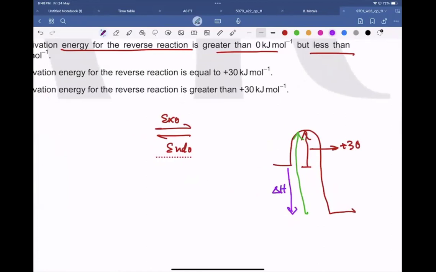So if you see over here, this is the enthalpy change of the forward reaction. Now, for the activation energy of backward reaction, minus that enthalpy change value, whatever it is, obviously it is in minus. So when we put the sign minus, it would get positive.